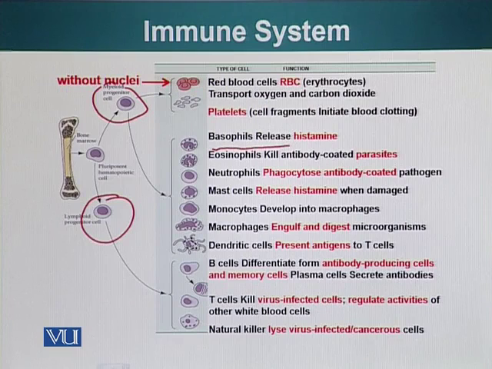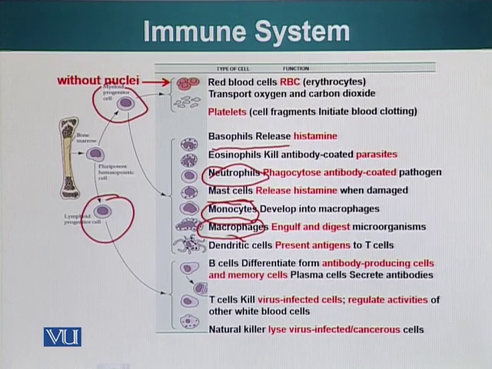The other group is the other white blood cells, which include basophils and mast cells. Basophils and mast cells both contain histamine, and they release histamine when it is required of them. Eosinophils kill antibody-coated parasites. Neutrophils and macrophages engulf and digest microorganisms or pathogens. Macrophages come from monocytes. Monocytes develop into macrophages.